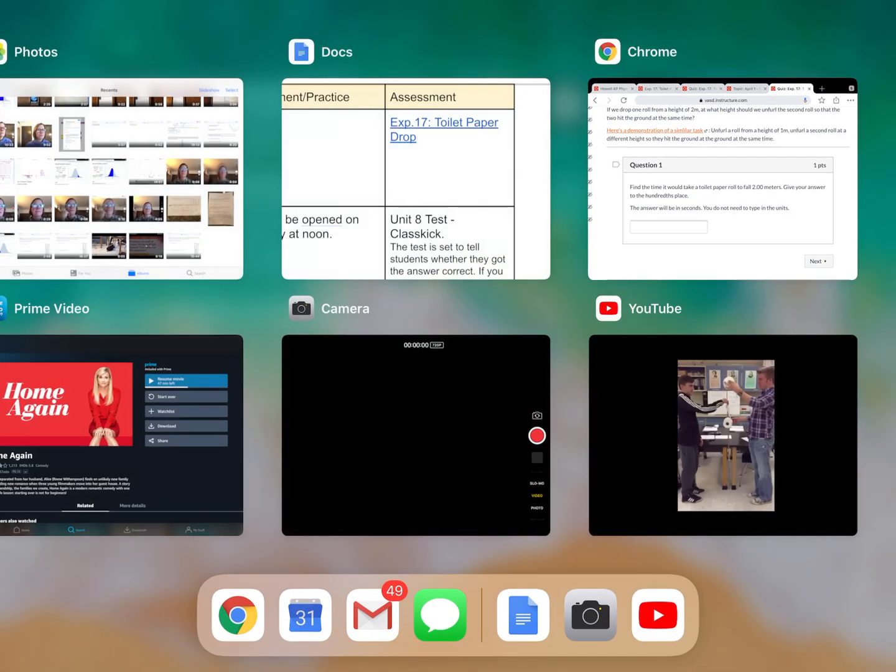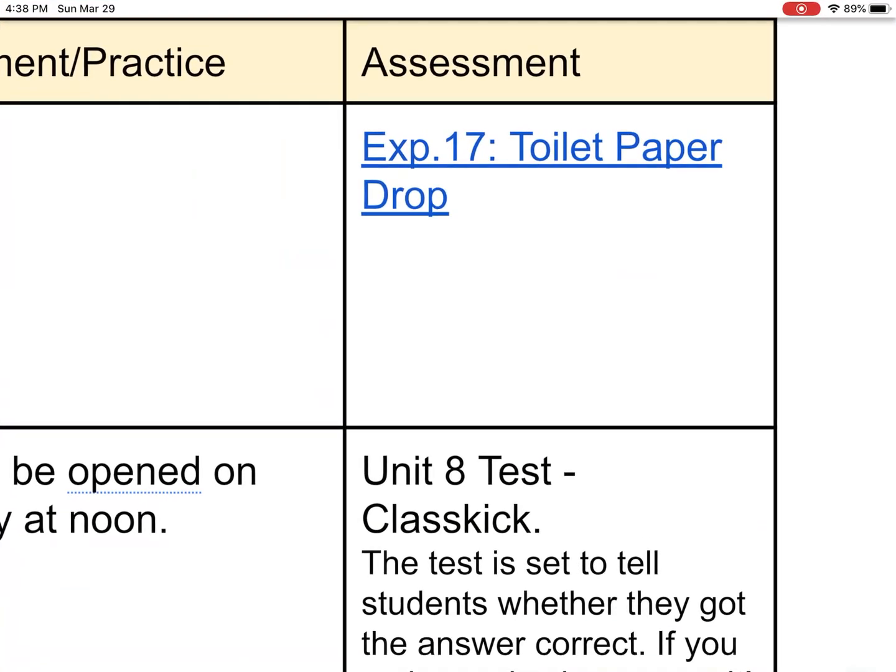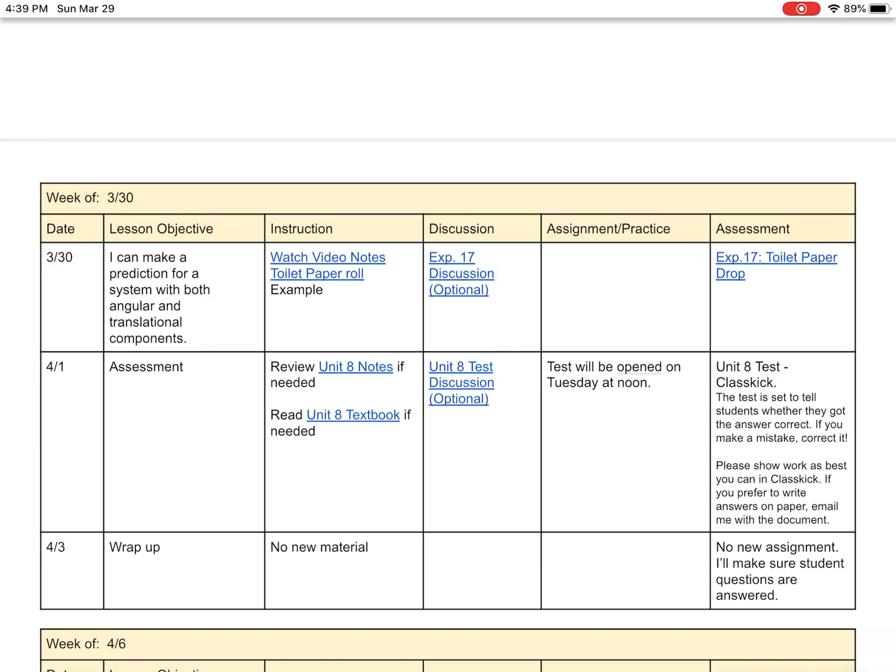Okay, so anyway, that is your first task this week, is to, again, watch the notes and then do the calculations for the lab and enter them. It's like a quiz. Enter those calculations and see if you can figure that out.